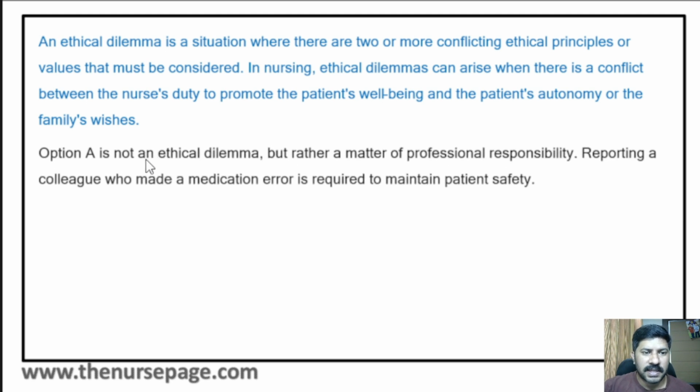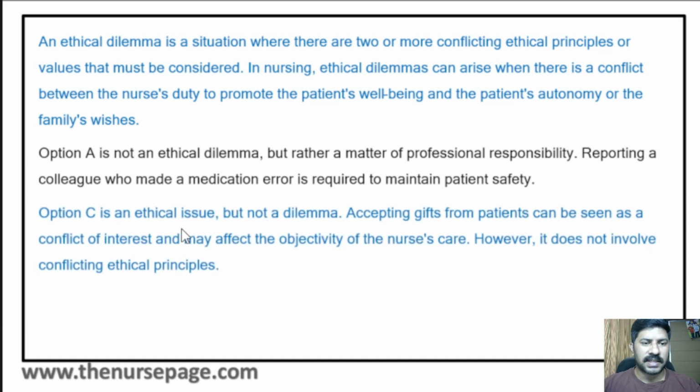Option A is not an ethical dilemma, but rather a matter of professional responsibility. That is, reporting a colleague who made a medication error is required to maintain patient safety. So it is a nursing professional responsibility. Then option C is an ethical issue but not a dilemma. Accepting a gift from a patient can be seen as a conflict of interest and may affect the objectivity of the nurse's care. However, it does not involve conflicting ethical principles. If there are conflicting ethical principles, it is an example of an ethical dilemma, but this is an example of an ethical issue.